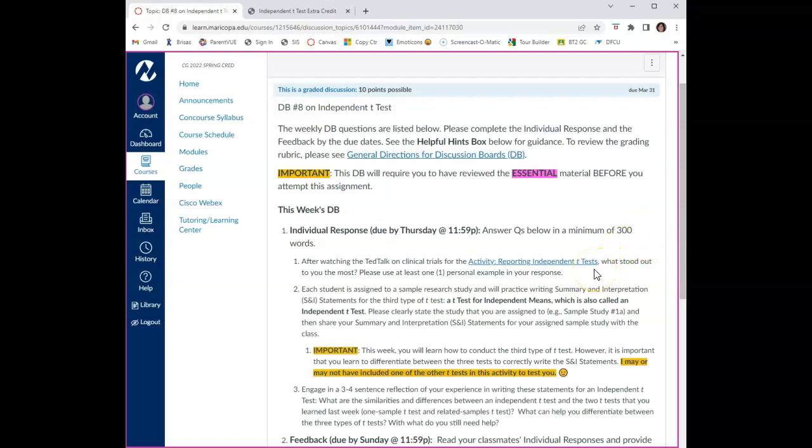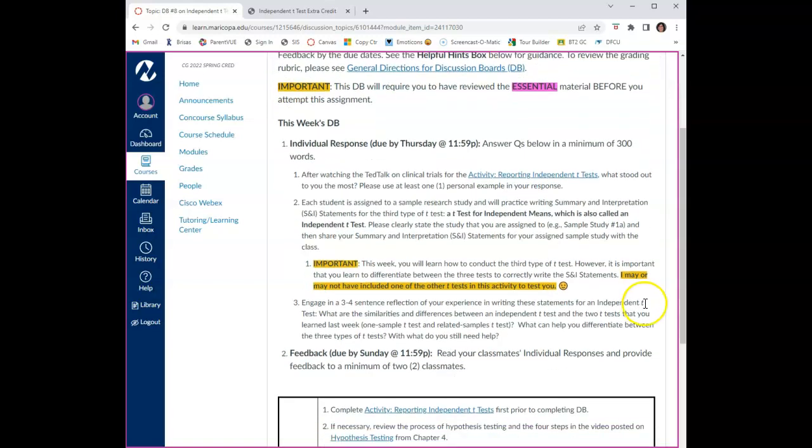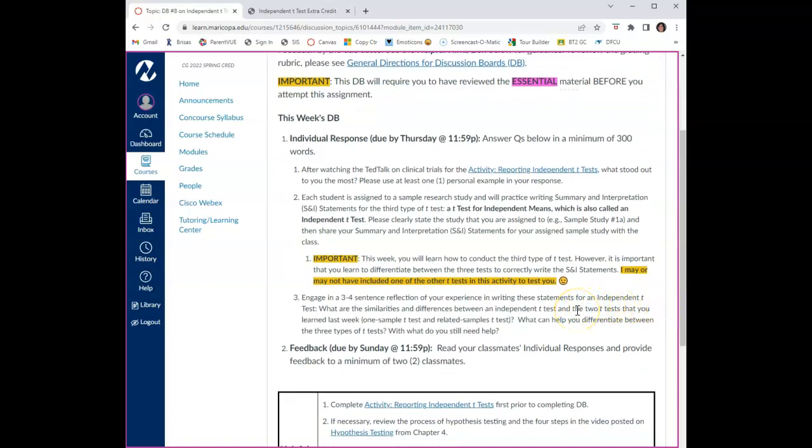Question 1 asks you to reflect on the TED Talk on clinical trials. Question 2 asks you to write your summary and interpretation statements for your assigned sample study. And then question 3 is a reflection of this experience.